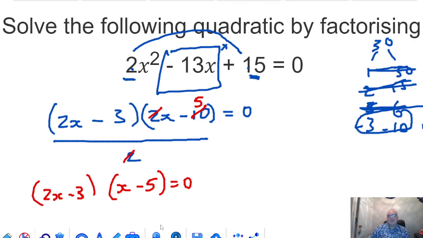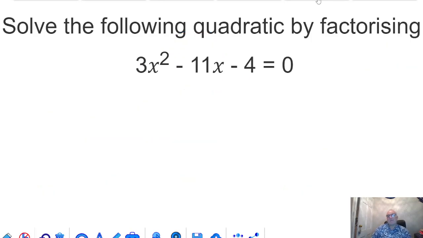equals 0. So if I now multiply that out, 2x times x gives me 2x squared, 2x times negative 5 gives me negative 10x, negative 3 times x gives me negative 3x, which gives me negative 13x in total, and negative 3 and negative 5 gives me my solution. So I'm then on to solve it. x equals 5 or x equals 3 over 2, and see how you get on.